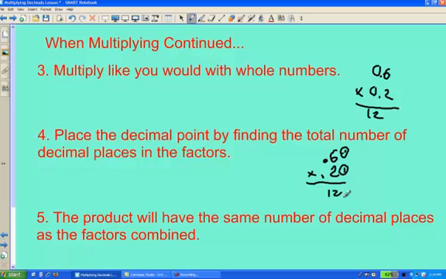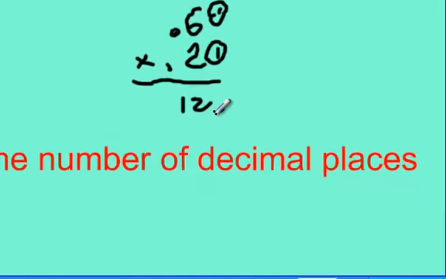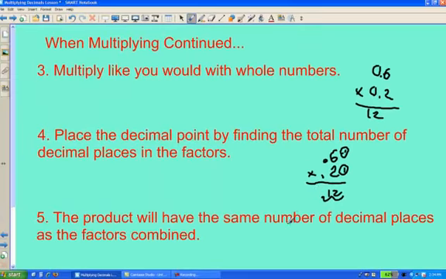So I'm going to move my decimal. My decimal starts, for those of you that don't know this, it always starts to the right of that whole number. So it starts here, and I'm going to move it over 2 places, right? Because there was 2 places after the decimal here. So I get 0.12. The product will have the same number of decimal places as the factors combined. So my product is 0.12. Right, that's the answer to a multiplication problem. And I had 2 numbers after the decimal place in my factors total. So that's how I got 0.12.